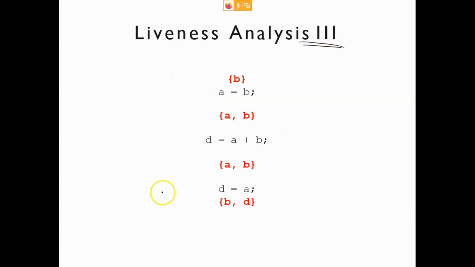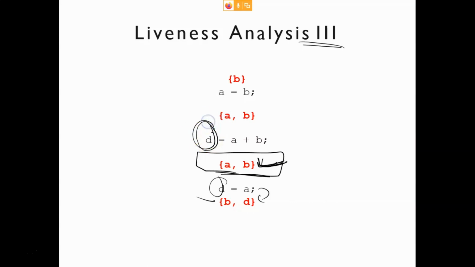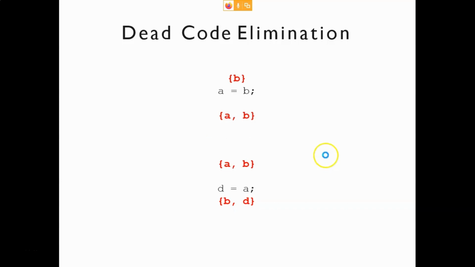Now again, let's do the dead code elimination. When you do the dead code elimination, there is nothing to change here because this d is live here. So you can say that this d is not dead. But remember, this d is dead because you can see here d is not live. So because this d is dead and you are assigning to a dead variable, you can remove this assignment. So you can remove this assignment.